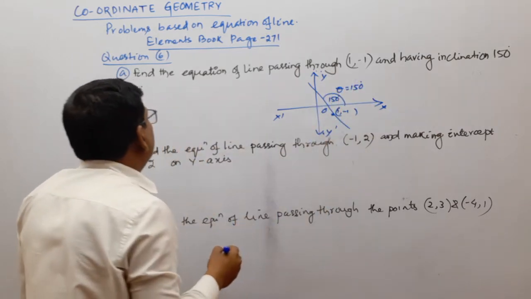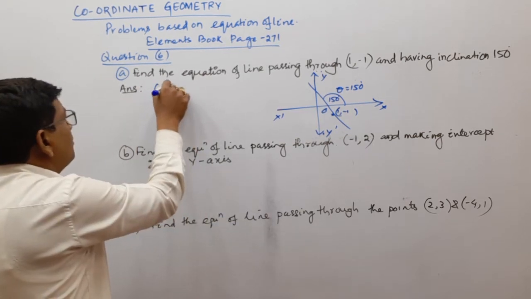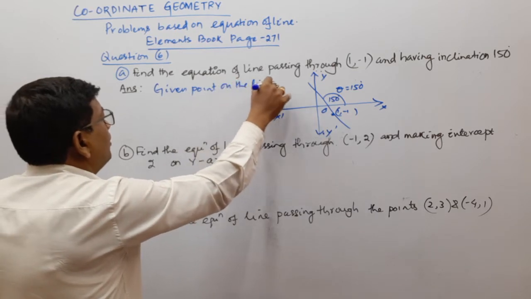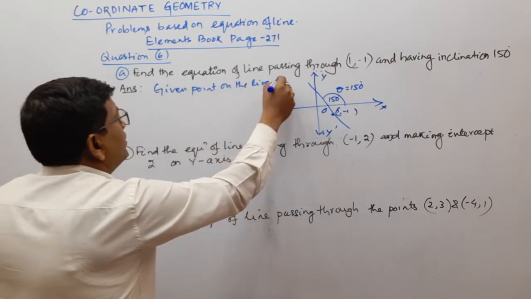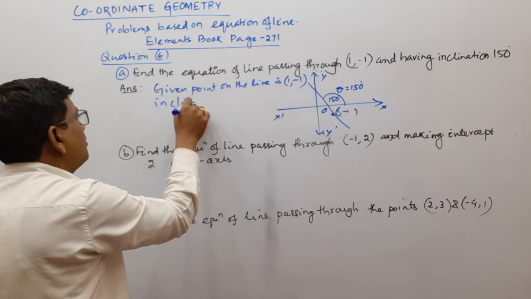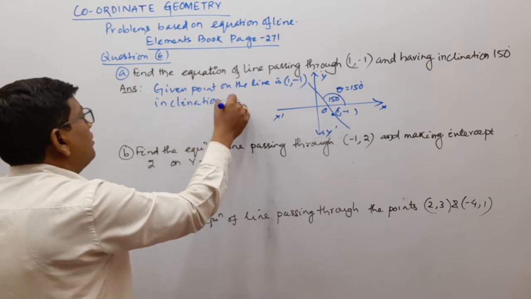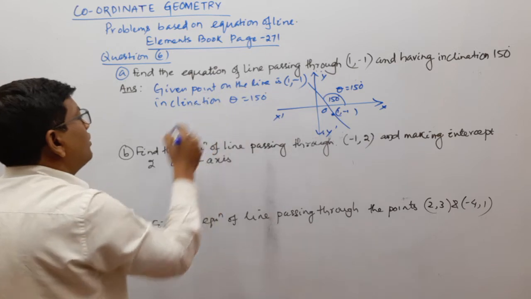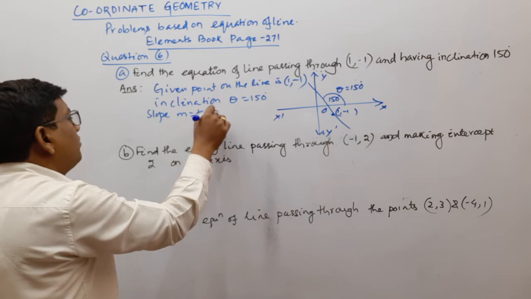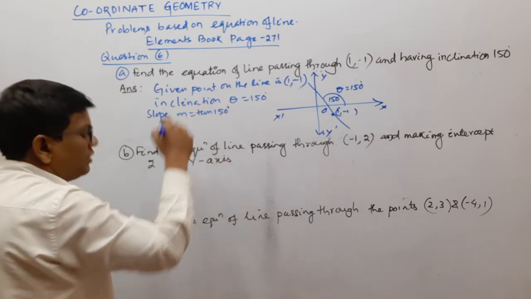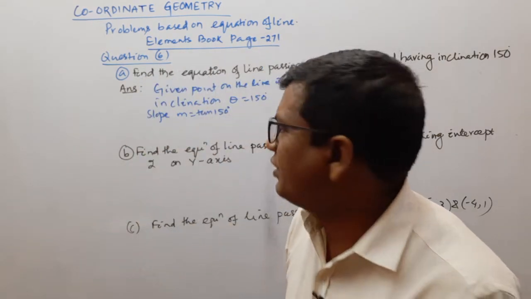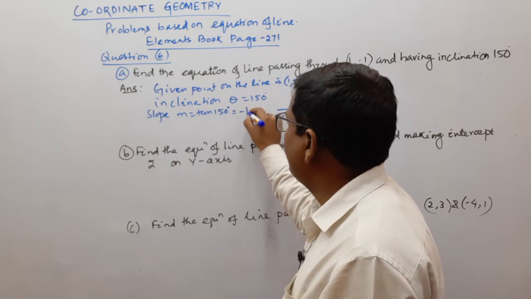This point is the given point on the line, which is (1, -1). Inclination theta is equal to 150 degrees. Now slope m is equal to what? Slope m equals tan theta, meaning tan 150 degrees. What is the value of tan 150 degrees? That is minus 1 by root 3. This is -1/√3.